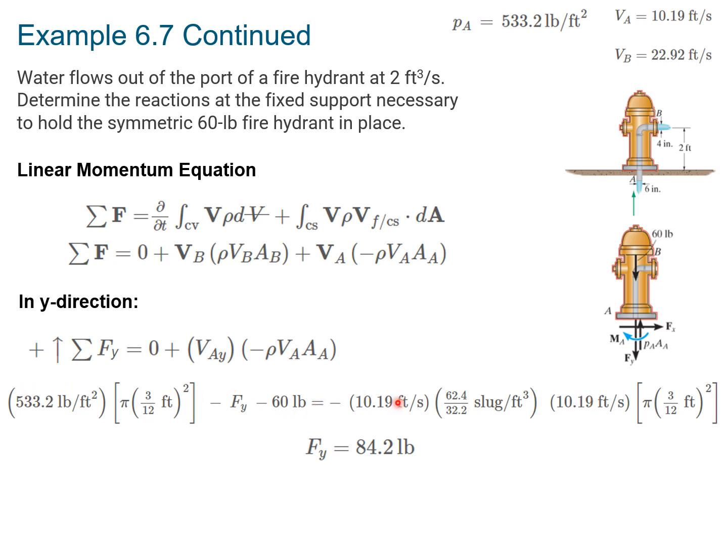Now on the right-hand side, again, we have the velocity at A, which we found up here. This is the density, the velocity at A, and again, the area. So the only unknown is F_y, which is 84.2 pounds.